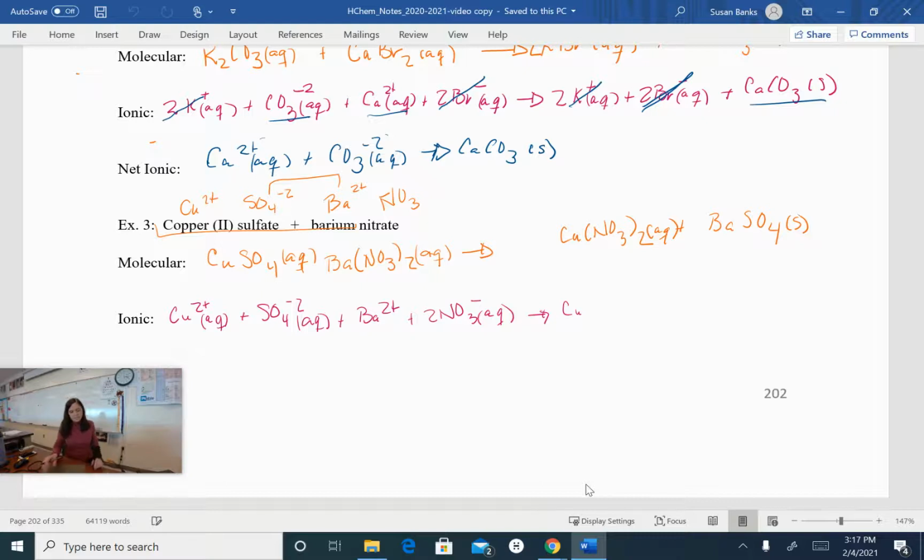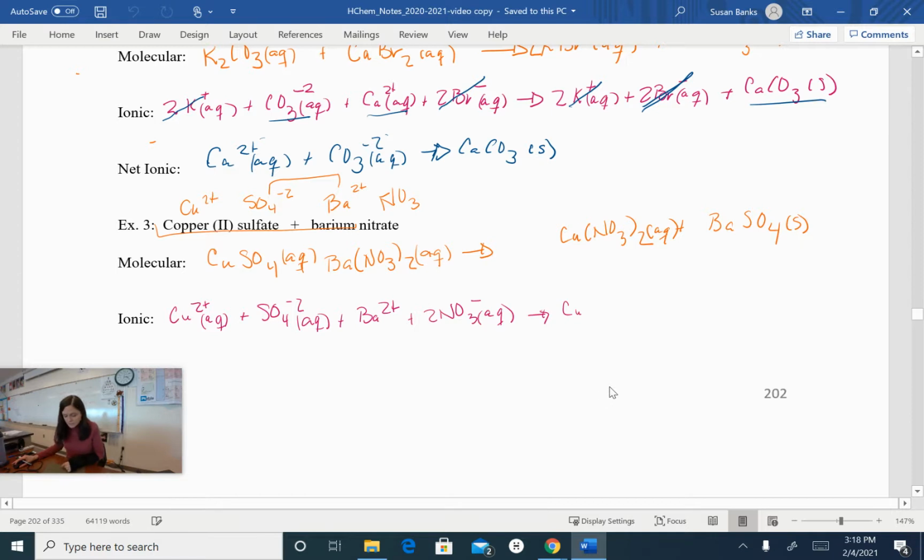Okay, guys, sorry, that was super frustrating. I don't know what happened to my computer while we were writing this equation down, but let's continue.